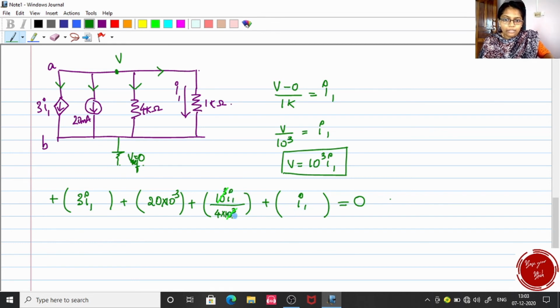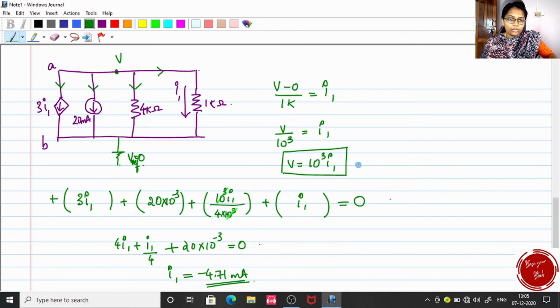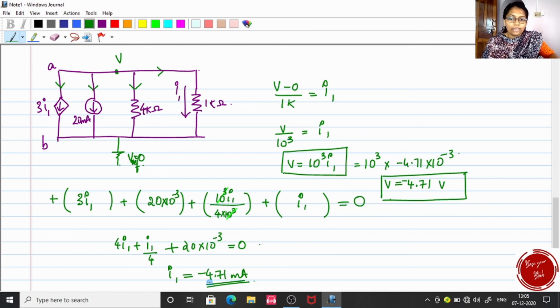4 I1 plus I1 by 4 plus 20 into 10 raised to negative 3 equal to 0. Solving, we get the I1 value to be minus 4.71 milliampere. Now the V value will be 10 raised to 3 into negative 4.71 into 10 raised to negative 3, that is, the V value is negative 4.71 volts. Thus we got the values of I1 and V.